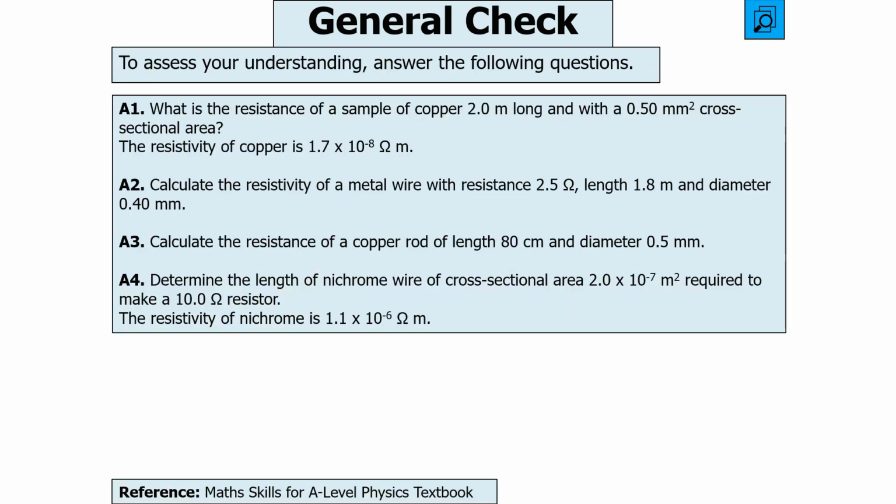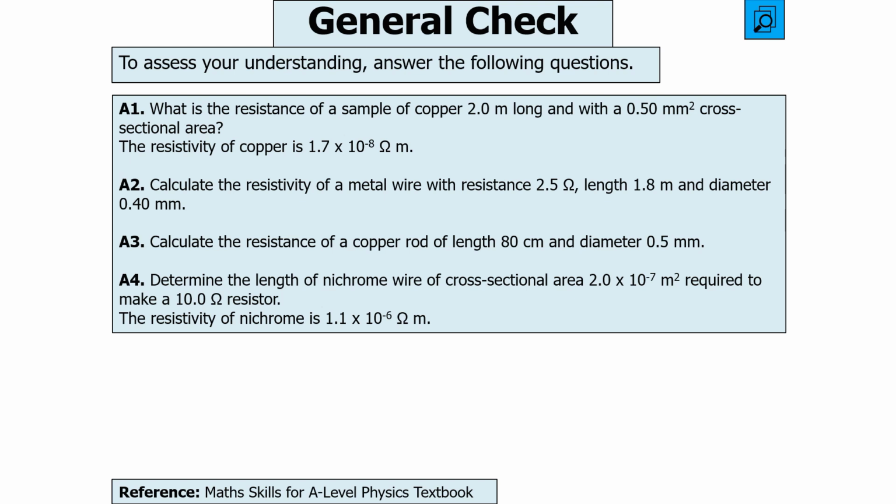The next question says, what is the resistance of a sample of copper 2 meters long with a 0.50 millimeter squared cross-sectional area? The resistivity of copper is 1.7 times 10 to the minus 8 ohm meters. Calculate the resistivity of a metal wire with resistance 2.5 ohms, length 1.8 meters and diameter 0.40 millimeters. Calculate the resistance of a copper rod of length 80 centimeters and diameter 0.5 millimeters. Then determine the length of nichrome wire of cross-sectional area 2.0 times 10 to the minus 7 meters squared required to make a 10 ohm resistor.